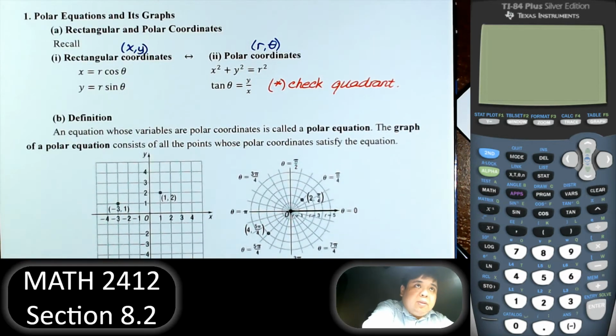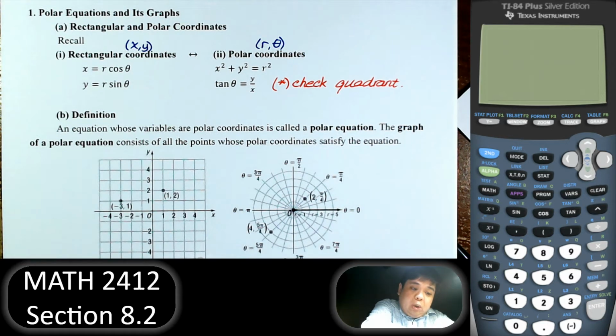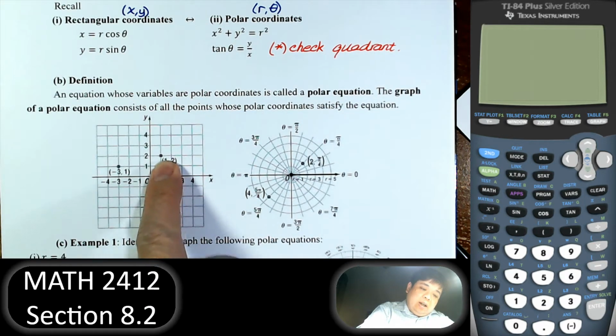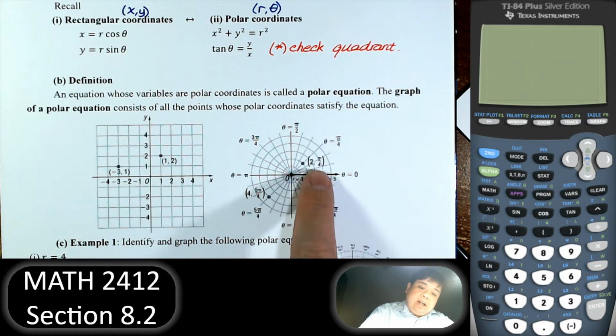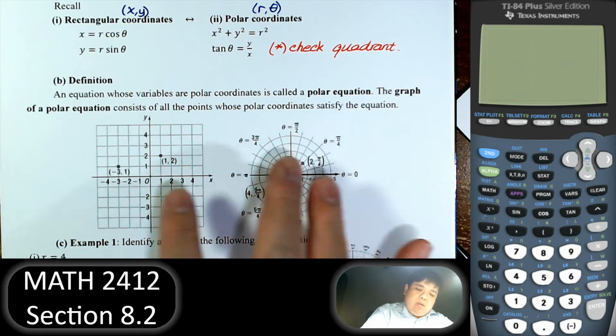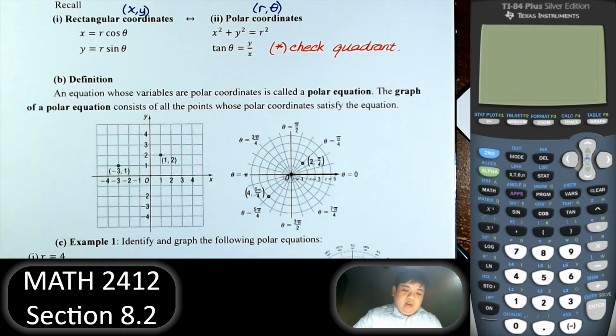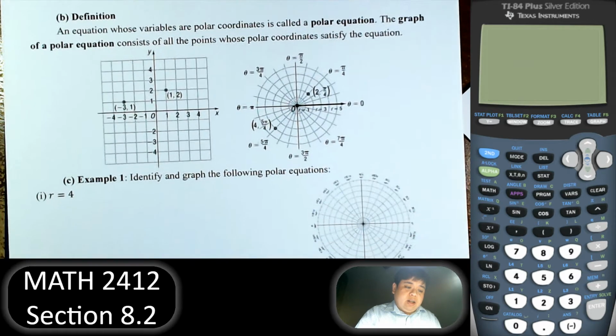Next, an equation whose variables are polar coordinates is called a polar equation. The graph of a polar equation consists of all the points whose polar coordinates satisfy the equation. We have a point in rectangular coordinates, and then we have some point in polar coordinates. Of course, those points are not the same. I'm just going to put the graph here. So let's look at some examples.